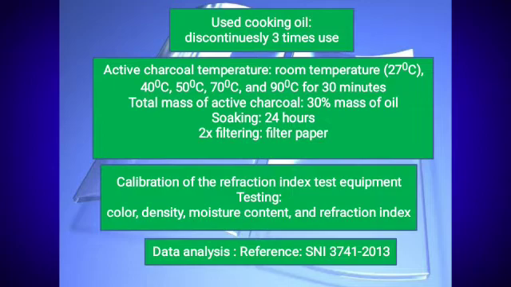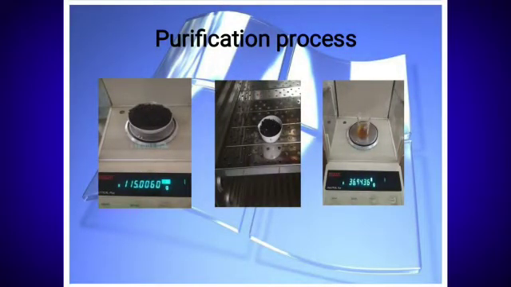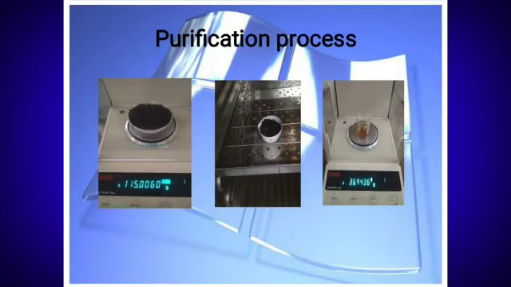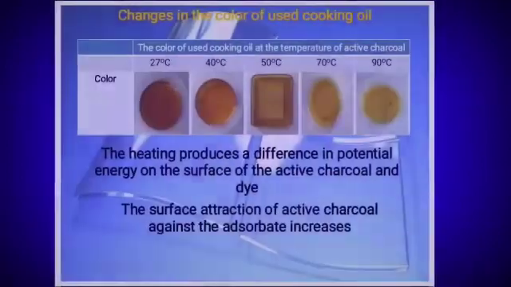Used cooking oil is allowed to stand for 24 hours before filtering. The color test was carried out by the organoleptic method using the sense of sight. The principle of the ratio of mass to volume is used in the density test. The oven method with the principle of losing weight at 105 degrees Celsius was used to test the moisture content. The refraction index test used the principle of parallel plane glass refraction. All data was analyzed descriptively, referring to the quality standard of cooking oil, namely SNI number 3741 of 2013.